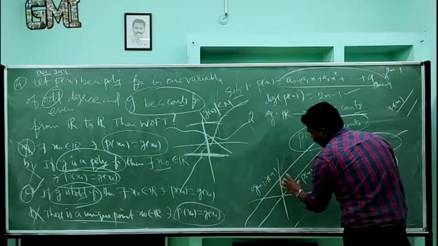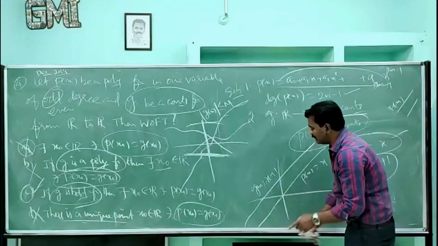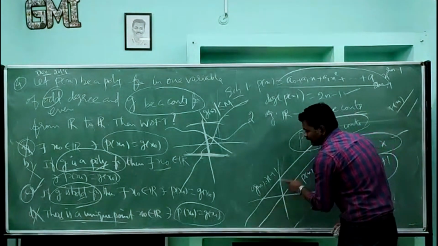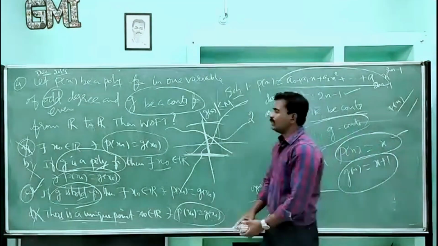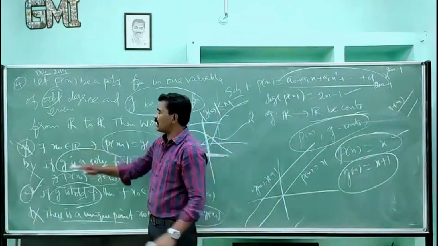It is like how a railway track goes. The same thing, the graphs are going, they never meet. They never meet. So therefore, this option is not always true.